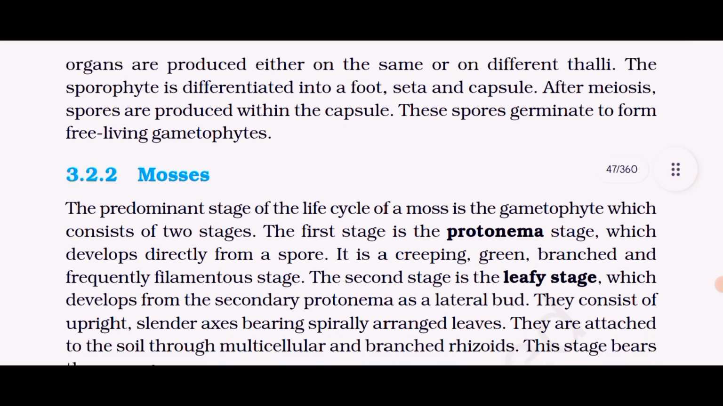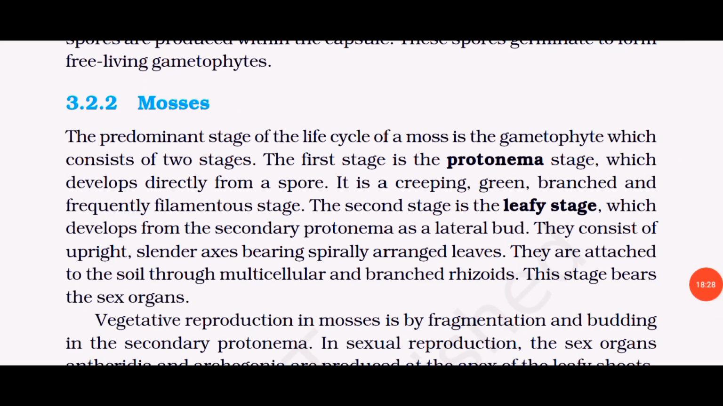3.2.2 Mosses. The predominant stage of the life cycle of a moss is the gametophyte, which consists of two stages. The first stage is the protonema stage, which develops directly from a spore. It is a creeping, green, branched and frequently filamentous stage. The second stage is the leafy stage, which develops from the secondary protonema as a lateral bud.